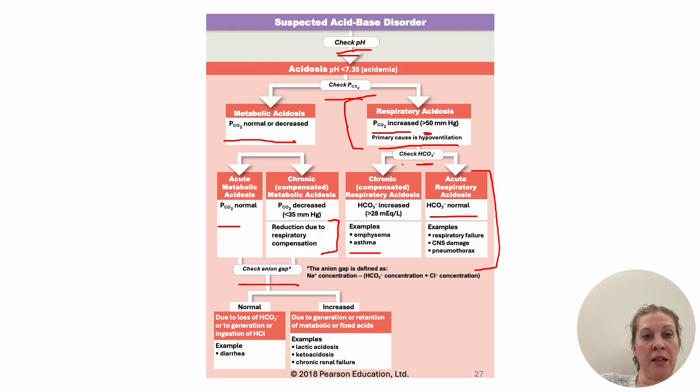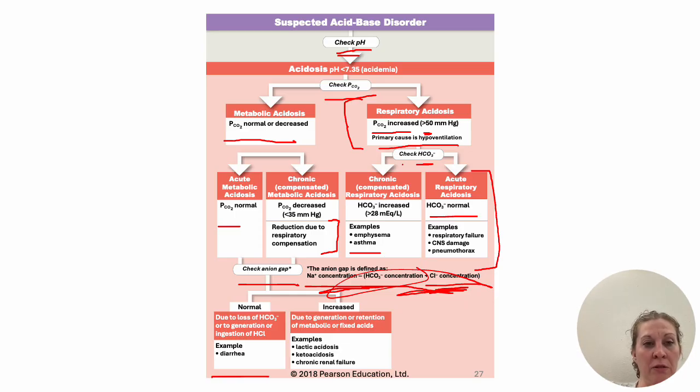So the next thing we're going to check is the anion gap. Okay, the anion gap is due to the sodium concentrations, where we're trying to pump out bicarbonate and chloride concentrations. So the anion gap is the sodium concentration minus the bicarbonate concentration plus the chloride concentration, and that helps us to see how much more anion there is than sodium, and that gives us good information.